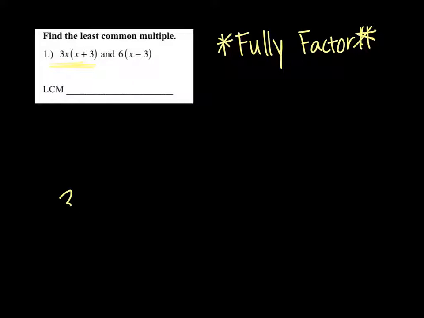If you are trying to find the least common multiple of two expressions or three expressions, the first thing I'm going to remind you to do is fully factor everything that you can. Now in this case, it's factored for you. But if it's not, that's the first thing you want to do. So if you're trying to find the least common multiple of 3x times x plus 3, the three things being multiplied together in your first expression are 3, x, and x plus 3.